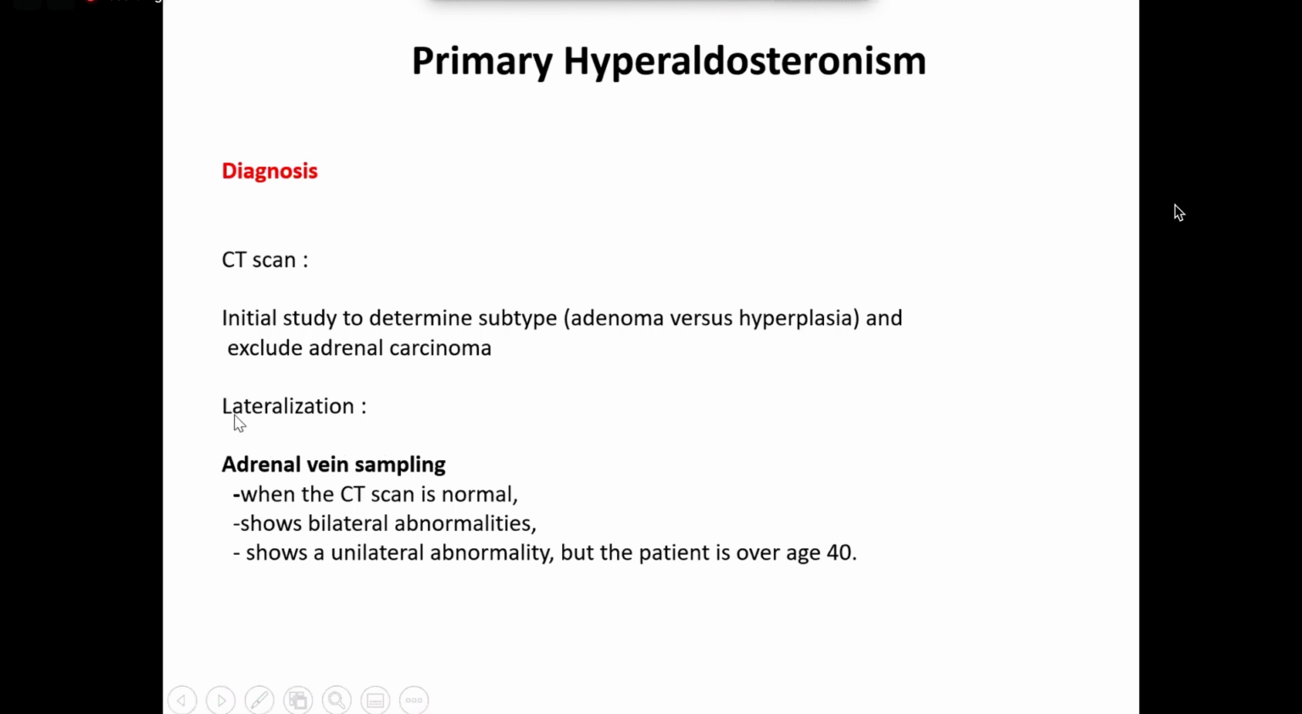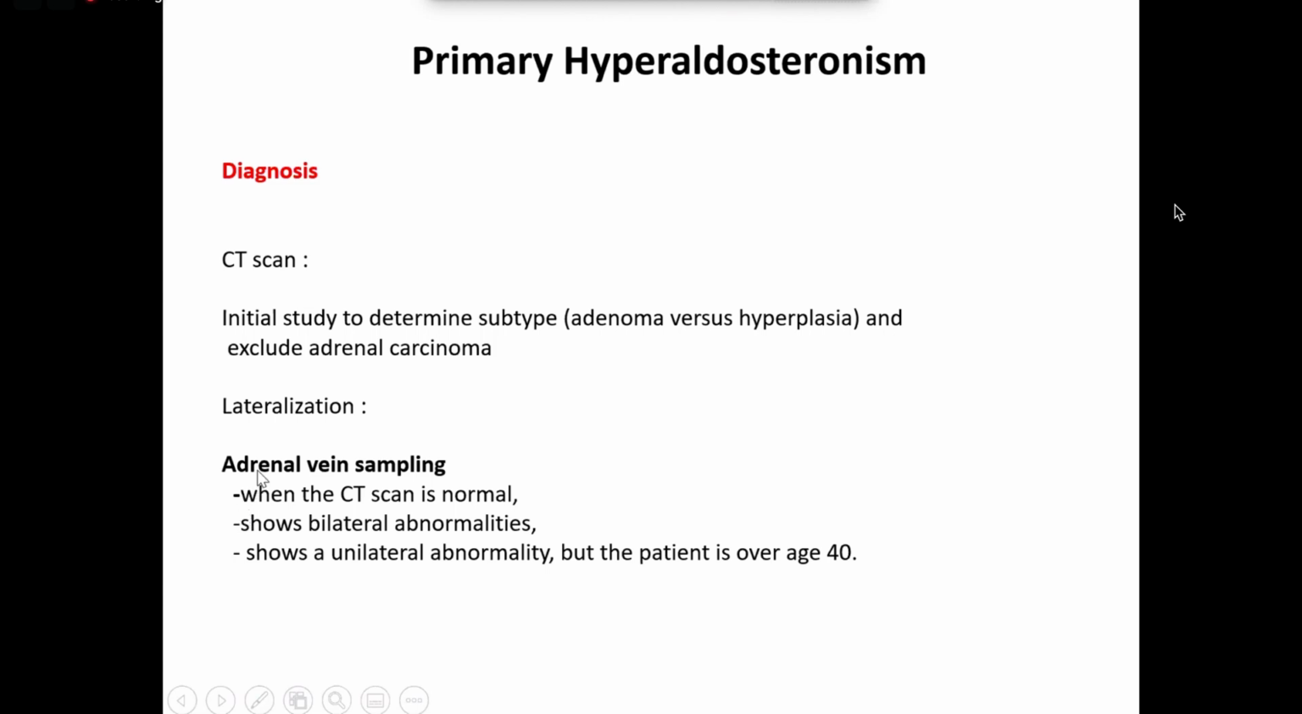Then after we do the CT scan, and even we localize the one adrenal adenoma or mass, then we need to confirm the source of the high aldosterone level by doing adrenal vein sampling. And in the literature, the indication of the adrenal vein sampling are variable and different from one center to another one. But we follow the Mayo Clinic criteria.